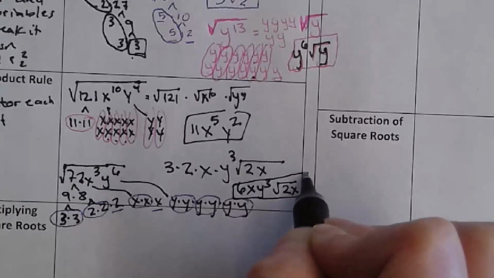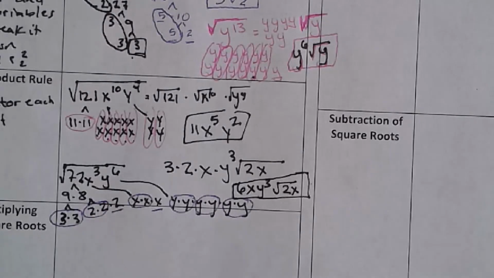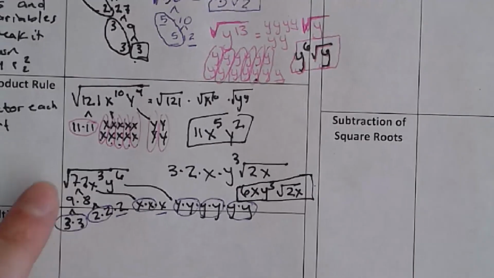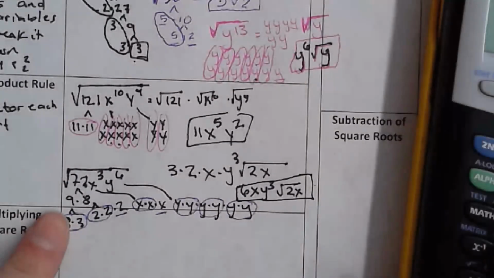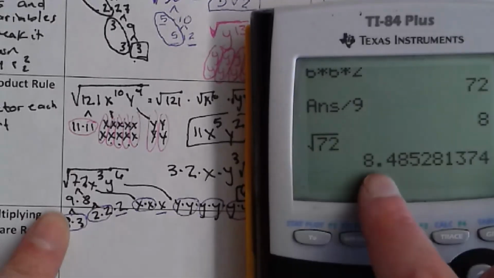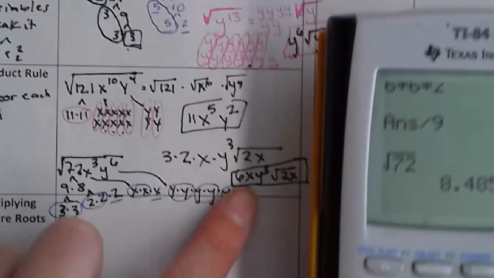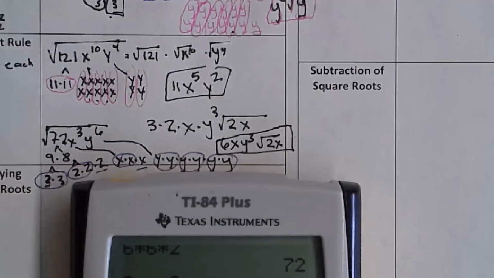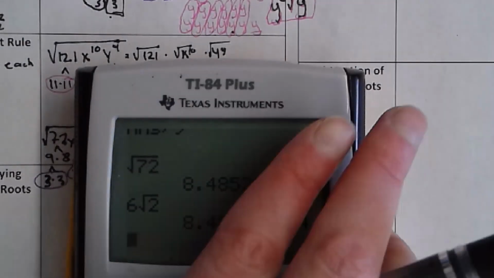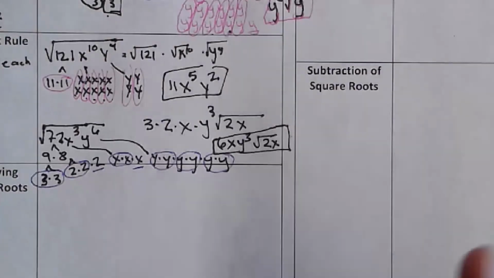Okay, if you have a variable, you can't really check it in your calculator. You could check the numbers. So I could check the numbers. I could do square root of 72, 8.48, and then I had 6 square root 2, which is the 8.485, which you can't see. So I could check the numbers, but my x's I can't check.